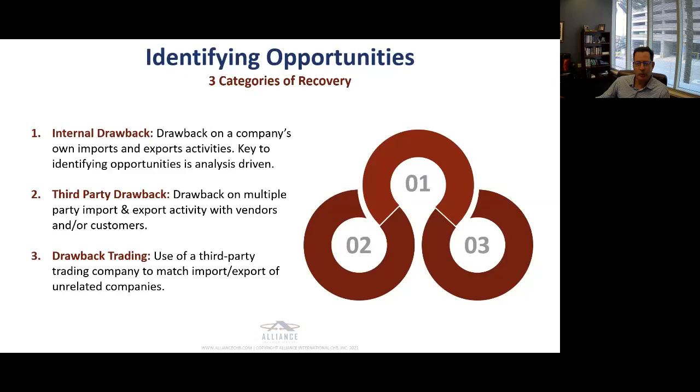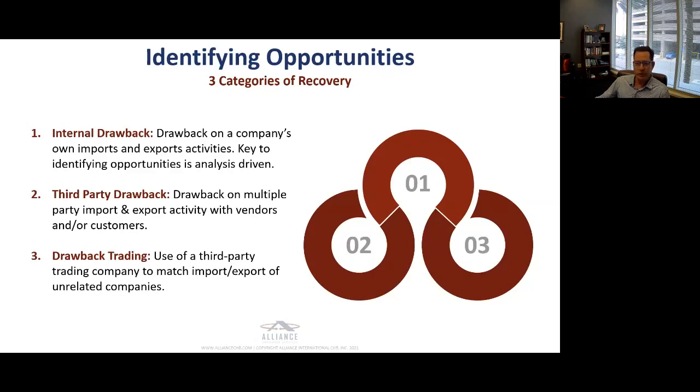Bucket number two, we refer to as third-party drawback. Depending on your Incoterms, your terms of sale with both your customers and your vendors, it's certainly possible that there could be more than one company involved in the importation and the re-exportation of the merchandise. So it's very common, particularly in the steel industry, if you're buying imported steel from, let's say, Germany or Japan, normally there's a sales and logistics marketing arm for the German and Japanese mills that are located in the United States. They would clear customs and deliver the coiled steel, let's say, to your dock, delivered duty paid. Terms of sale would be DDP.